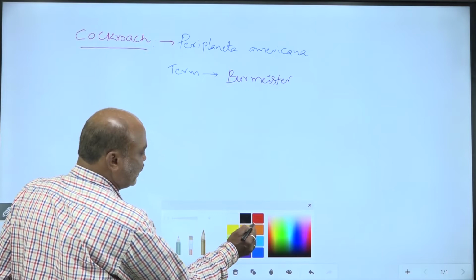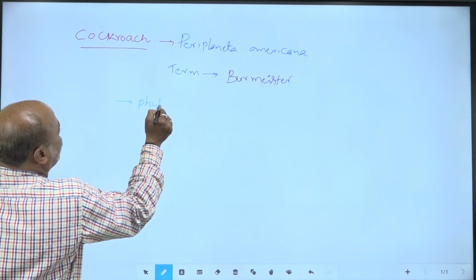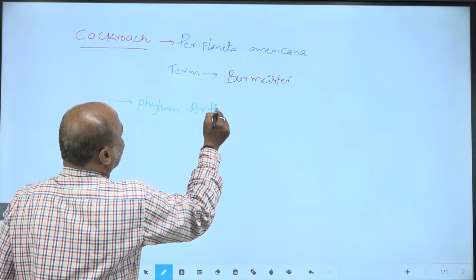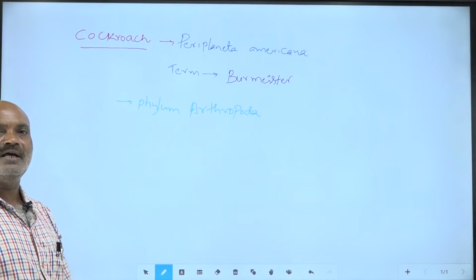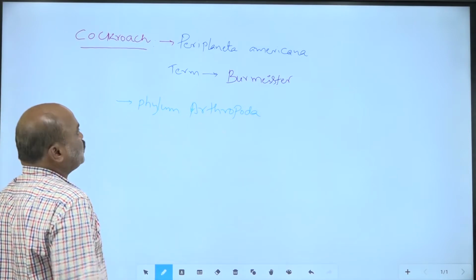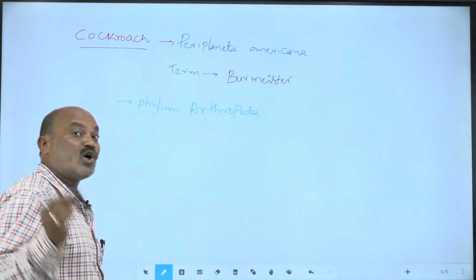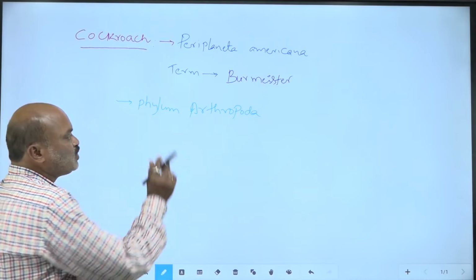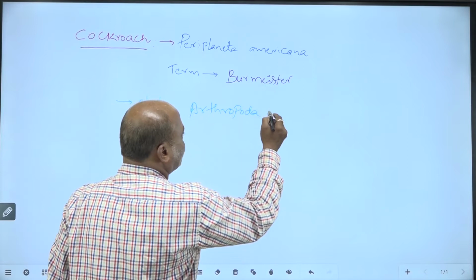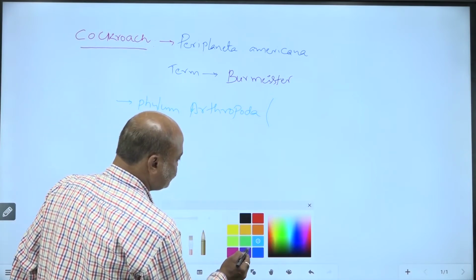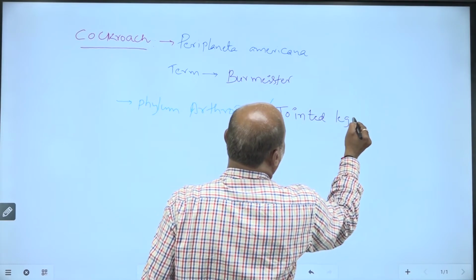Here cockroach is an insect. It belongs to the phylum Arthropoda. Arthropoda is one of the major invertebrate phyla. So why does the cockroach belong to the phylum Arthropoda? That means cockroach has jointed appendages, jointed legs. The members of the phylum Arthropoda include jointed legged animals. Arthropods means jointed legged animals.